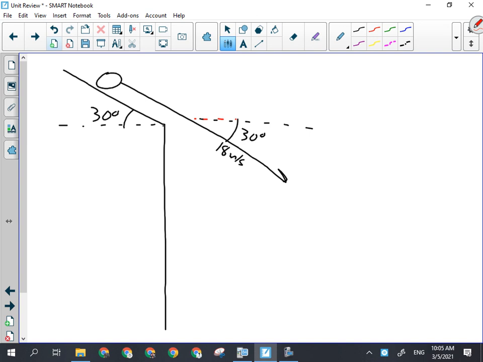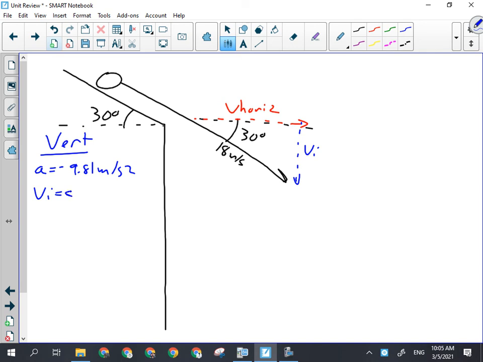Okay, so same as any other projectile motion problem, I still want to break this up into its horizontal and vertical parts. Okay, so from a vertical perspective, the acceleration is negative 9.81 meters per second squared. VI is the opposite side in that triangle, so sine of 30 times 18 is negative 9 meters per second. I have to recognize that it's down. I don't really need to make it negative, but I made this one negative, so I made that one negative too. Yeah, they can all be positive when I calculate.